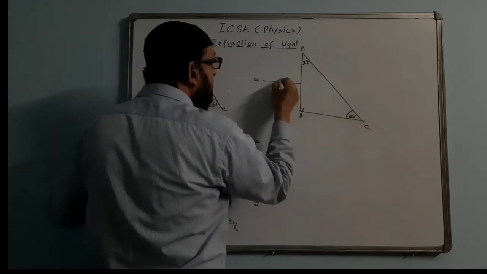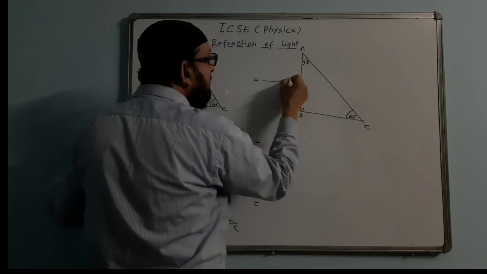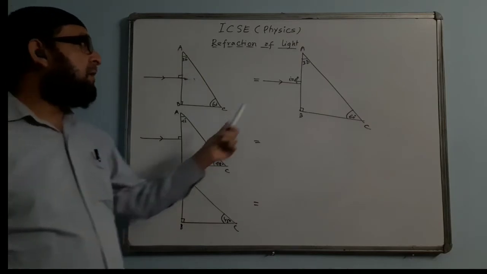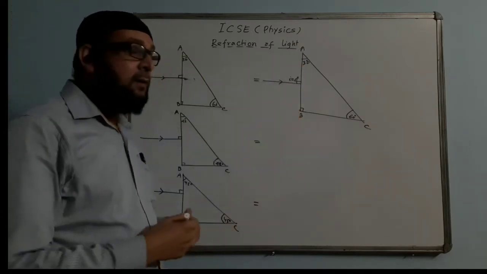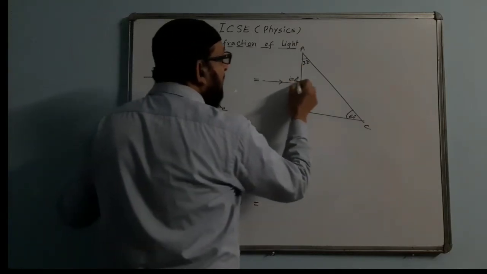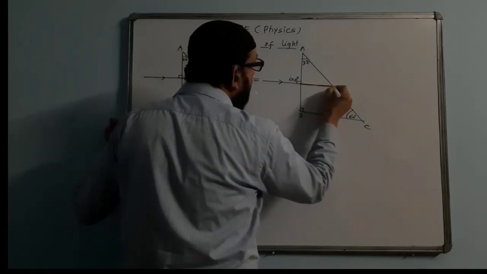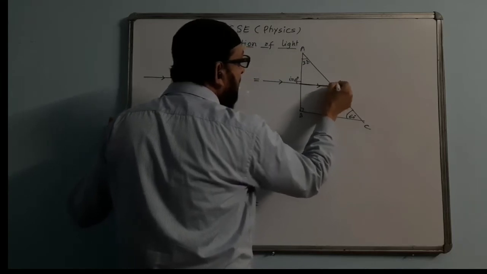Rays are coming like this. Here the angle of incidence is 0 degree. If question comes, what is the angle of incidence for the side AB, we say 0 degree. When the ray comes along the normal, the ray will not bend, it will go straight. It will go straight, coming here. We will draw another normal here.